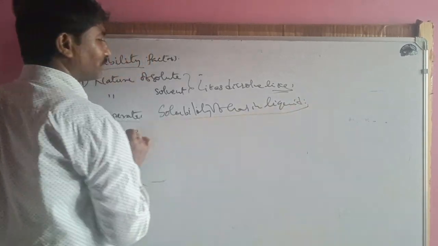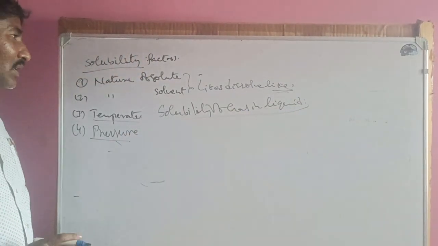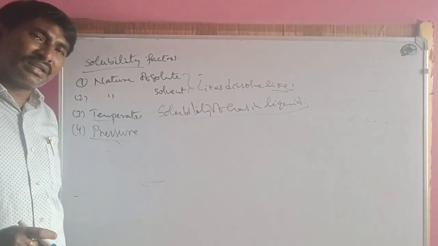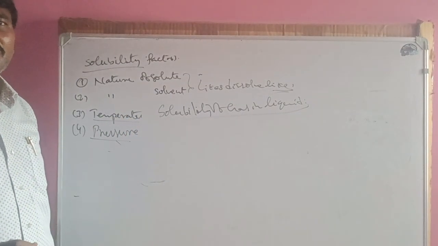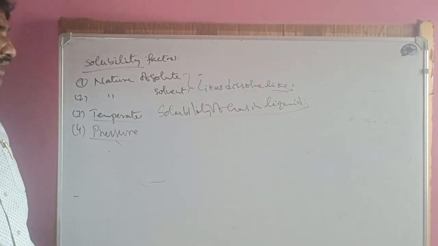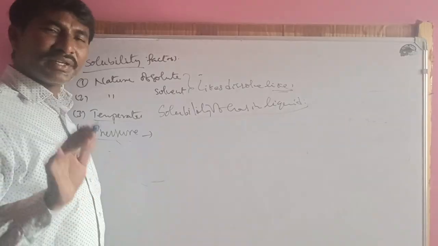Solubility of gas in liquid. What happened? So, the temperature effect here: the solubility of gas in liquid decreases when the temperature increases. Then pressure: when the pressure increases, the solubility of gas in liquid increases.